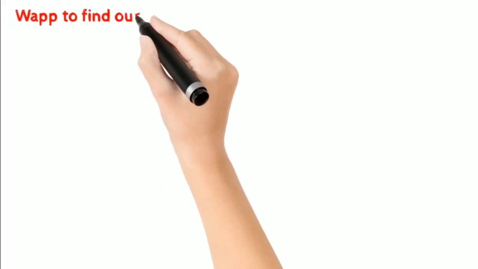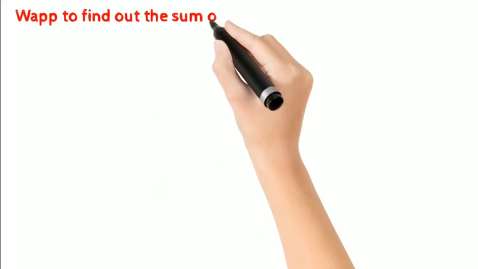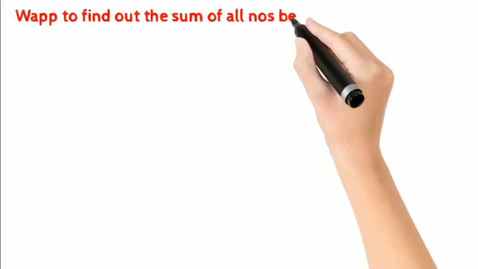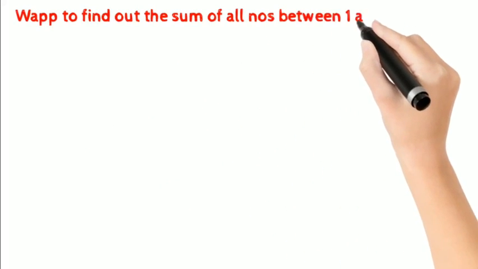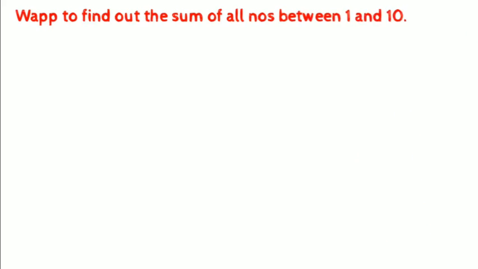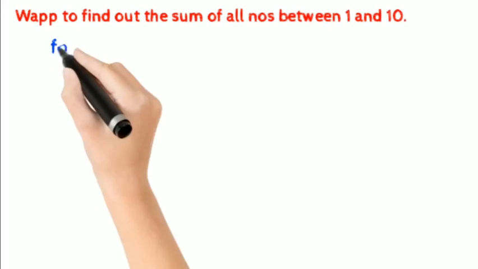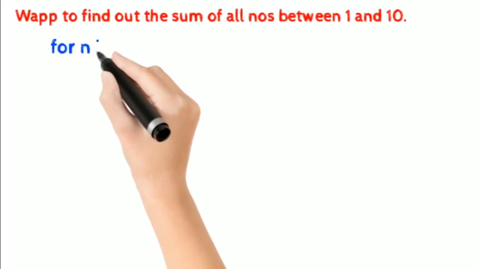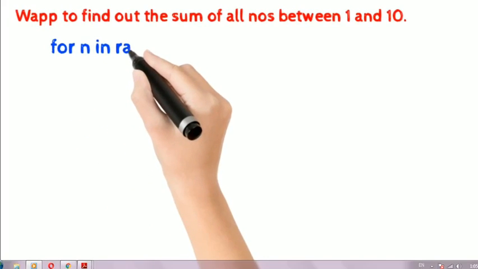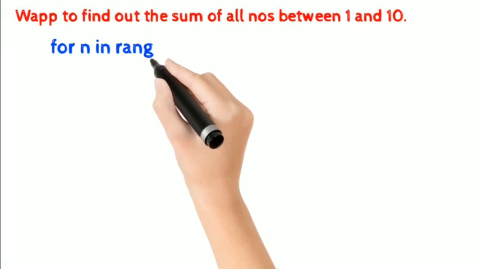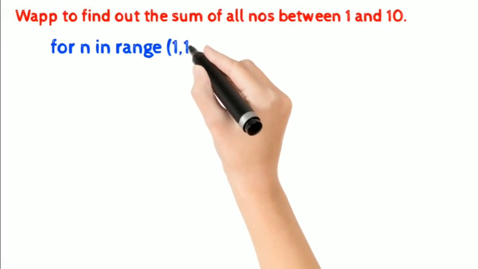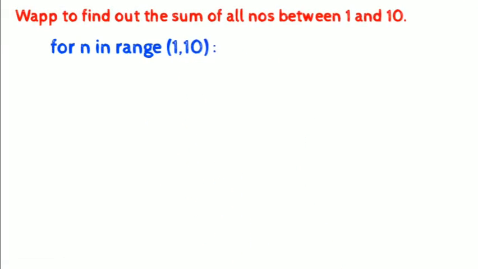Next question, find out the sum of all numbers between 1 and 10. So in this case we have to find out the sum, in the sense 1 plus 2 plus 3 plus so on, and whatever result comes, it's supposed to be printed at last. In this case we have to use two variables, one to control the loop and another variable to hold the values, the answer.